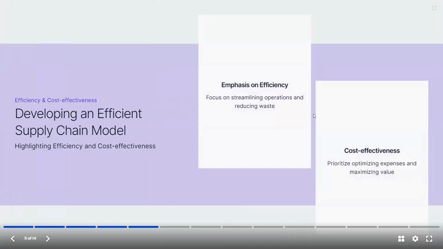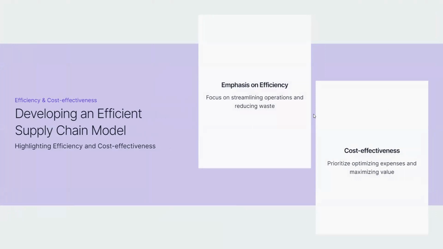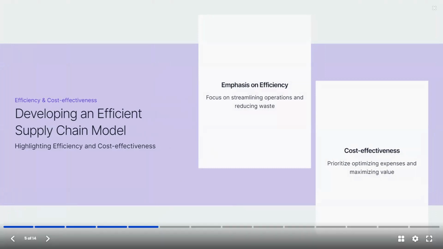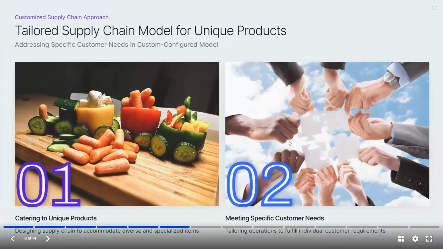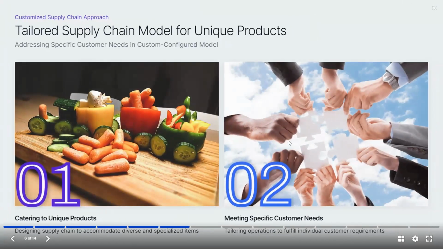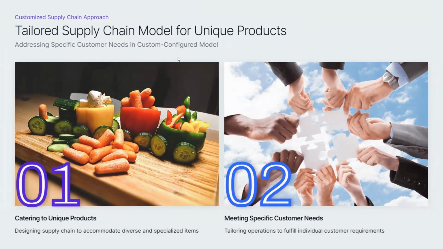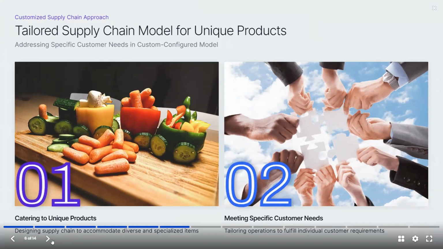So, developing an efficient supply chain model, highlighting efficiency and cost effectiveness. Emphasis on efficiency: focus on streamlining operations and reducing waste. Cost effectiveness: prioritize optimizing expenses and maximizing value. Tailored supply chain model for unique products, addressing specific customer needs in the custom configured model: catering to unique products, designing the supply chain to accommodate diverse and specialized items, and tailoring operations to fulfill individual customer requirements.